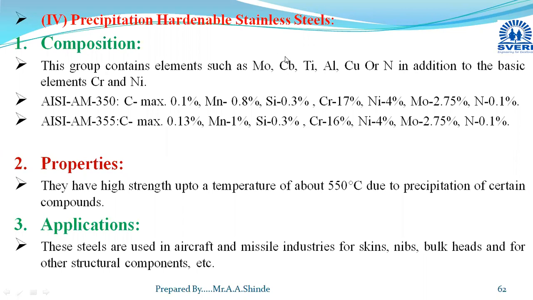Nb or Cb, molybdenum, niobium, titanium, aluminium, copper, nitrogen, in addition to the basic elements chromium and nickel. Examples of these precipitation hardenable steels, I have added two examples: AISI AM 350 and AISI AM 355. The composition will be like this: carbon max 0.1%, manganese 0.8%, silicon 0.3%, chromium 17%, nickel 4%, molybdenum 2.75%, and nitrogen 0.1%. Similarly, you can go to the next composition also.